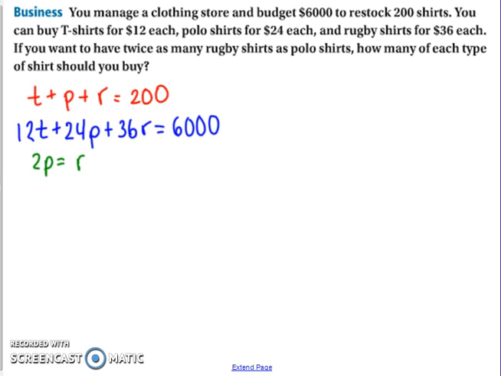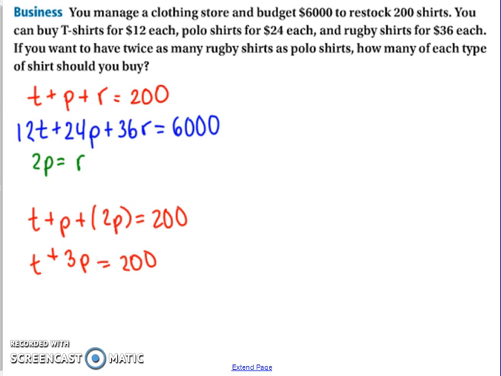So now that we have 3 equations, we can solve this whichever way makes sense to you. So because we have that third equation and we know that R equals 2P, it makes sense to plug in 2P instead of R in both of the equations. So if I use my first equation, T plus P plus R, instead of R, I'm going to put in 2P. So now this equation is T plus 3P, because I have a P and a 2P, equals 200. So now I have 2 variables instead of 3.